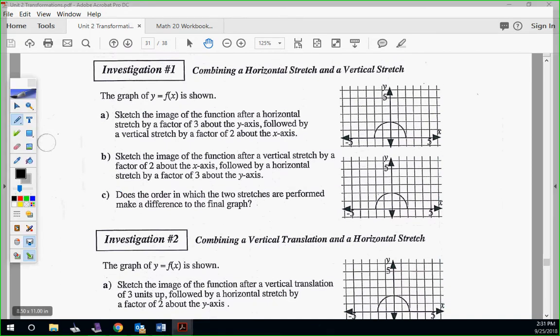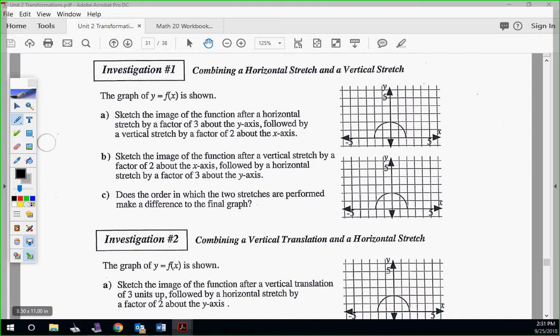Sketch the image of the function after a horizontal stretch by a factor of 3, followed by a vertical stretch by a factor of 2. They want you to do that specific order, and then we're going to flip the order and see if our pictures are the same. Does that make sense? We're going to do a horizontal stretch by a factor of 3, then a vertical stretch by a factor of 2, and then flip that order and see if the pictures match up or not. Okay, so let's go and do that.